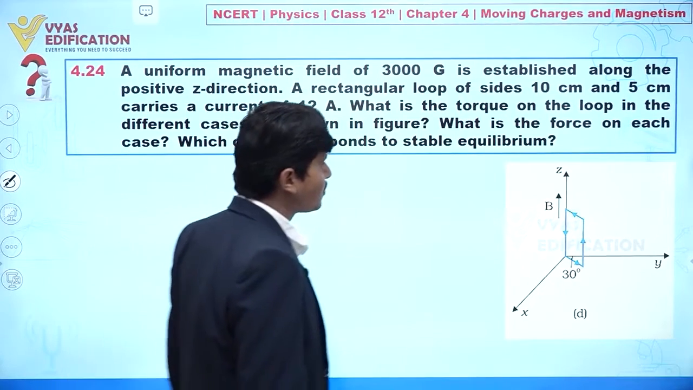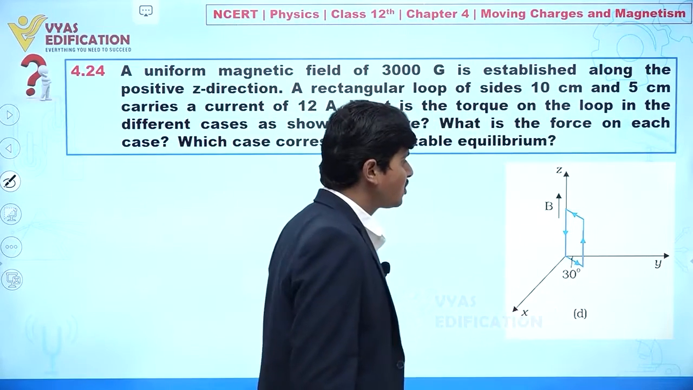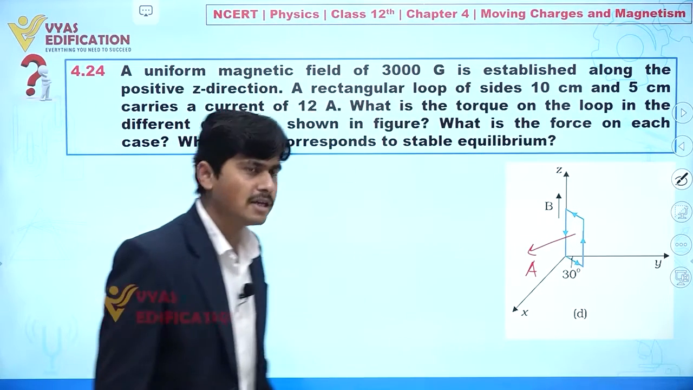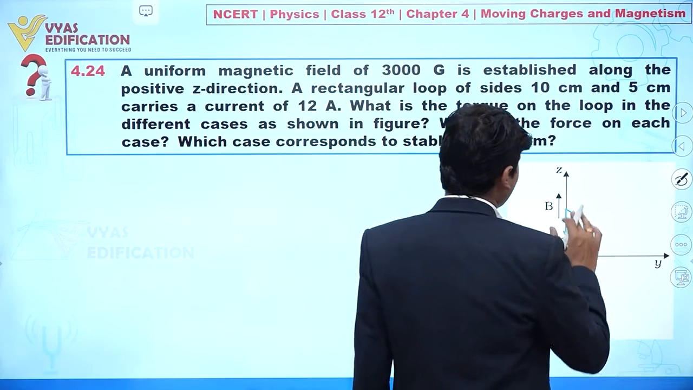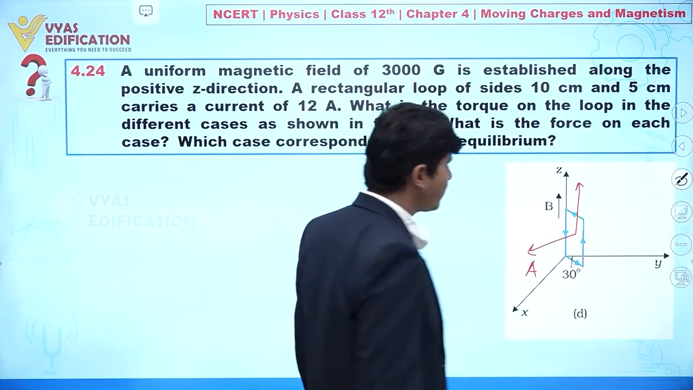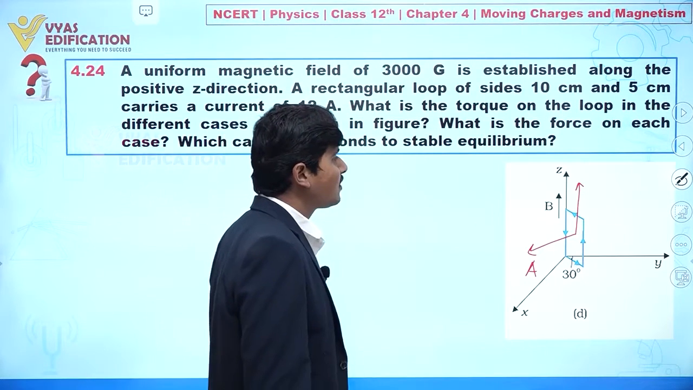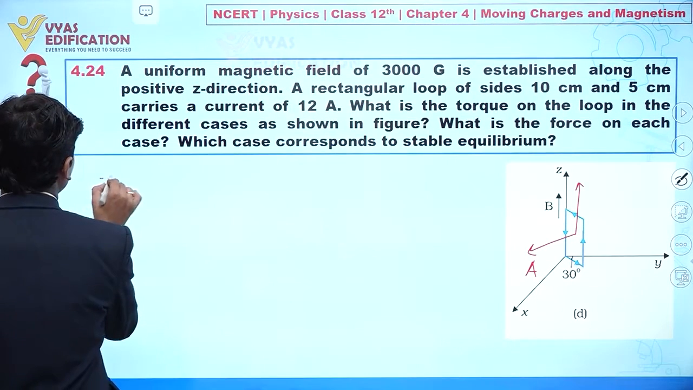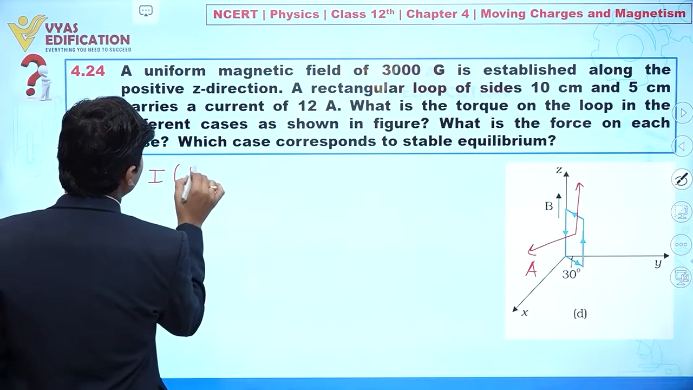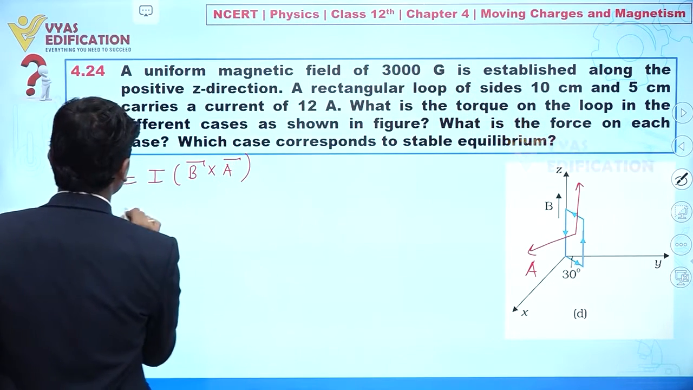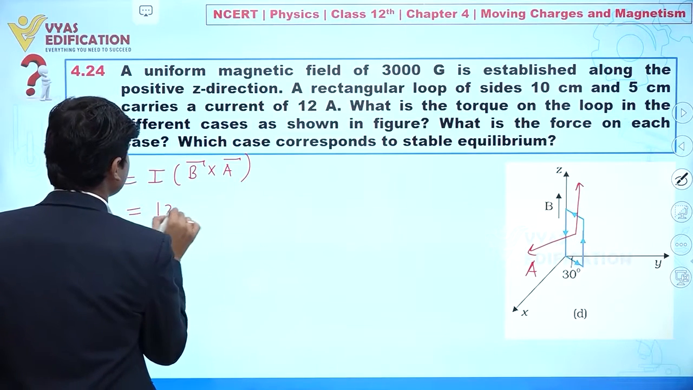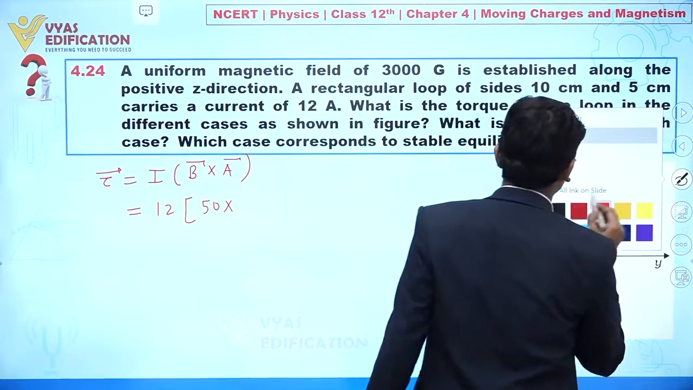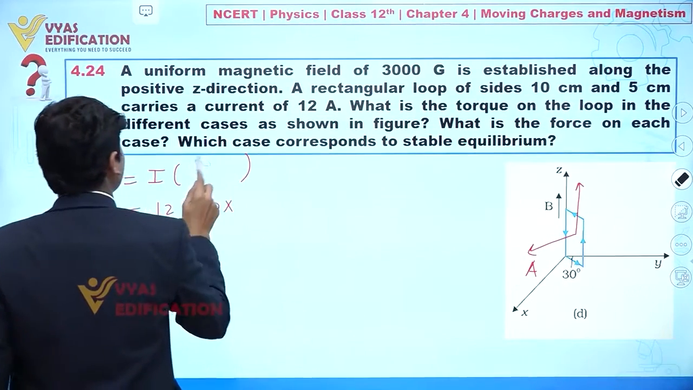Now let us try to solve part number D. In this part it is given to you what the direction of the area vector is. So directly you can say this is the direction of area. And what about B? Now we can say B is in this direction. So now we can find the angle between B and A, because our objective here is to find torque. So torque is given by I A cross B. The value of I we know is 12, 50 into 10 to the power minus 4, this is A cross B.